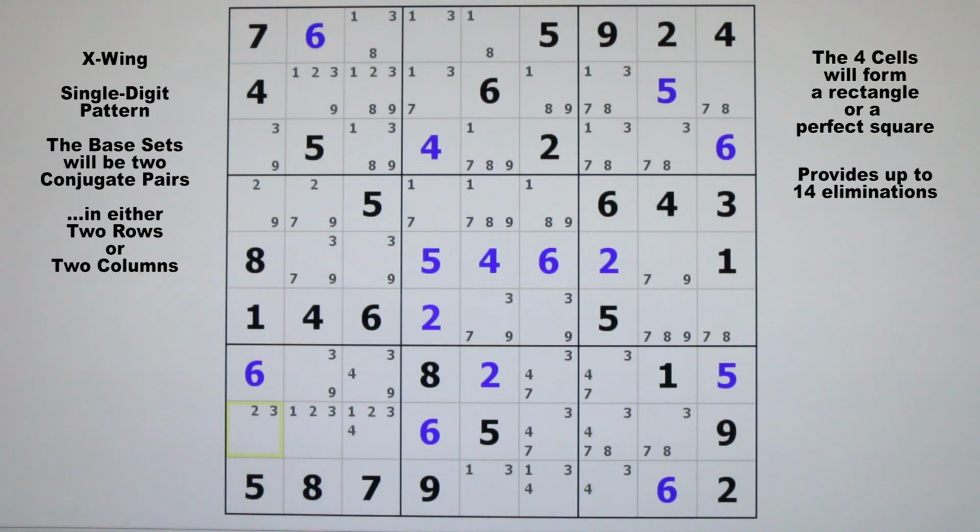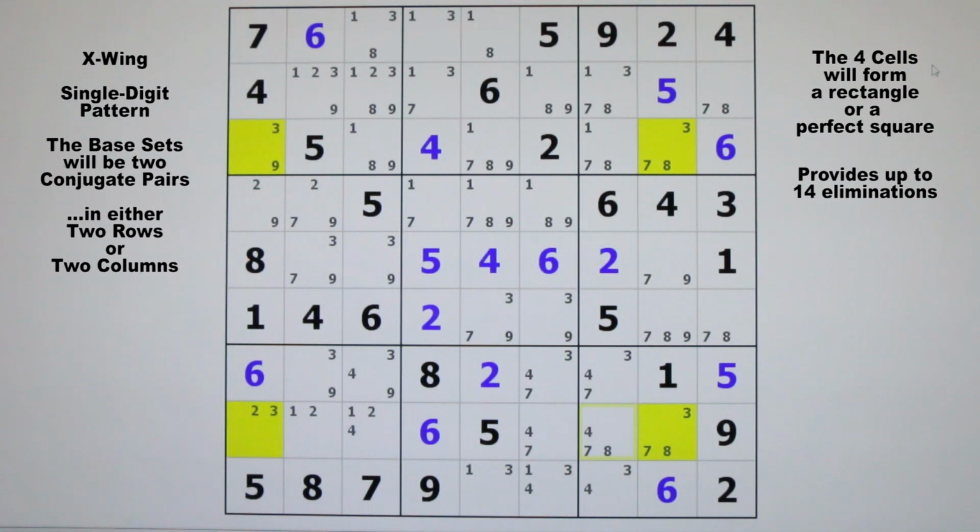All right, this time the base sets are in the columns, and it's on candidate 3. In column 1, we have a conjugate pair there, and in column 8, we have a conjugate pair there. So that means this time we can eliminate all the other candidate 3s from the rows containing the X-wing. So there's one there, one there, one there, one there, and one there, and one there. So there were 6 eliminations on that one.